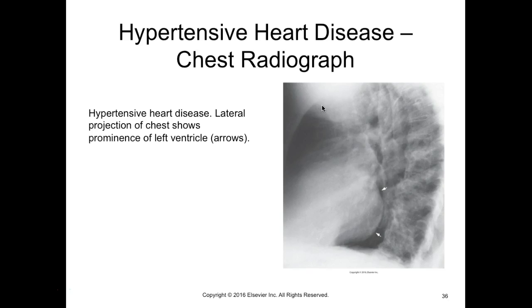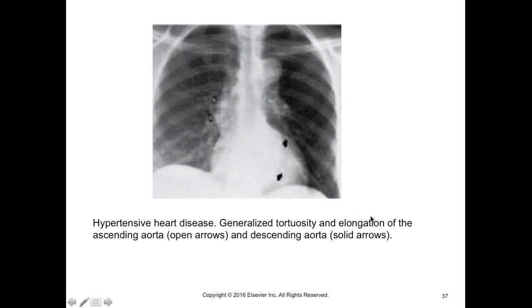So here, hypertensive heart disease, the lateral projection of the chest shows a predominant left ventricle, so you can see how big this left ventricle is right there. And you can see here, this left ventricle, how large it is. All right.